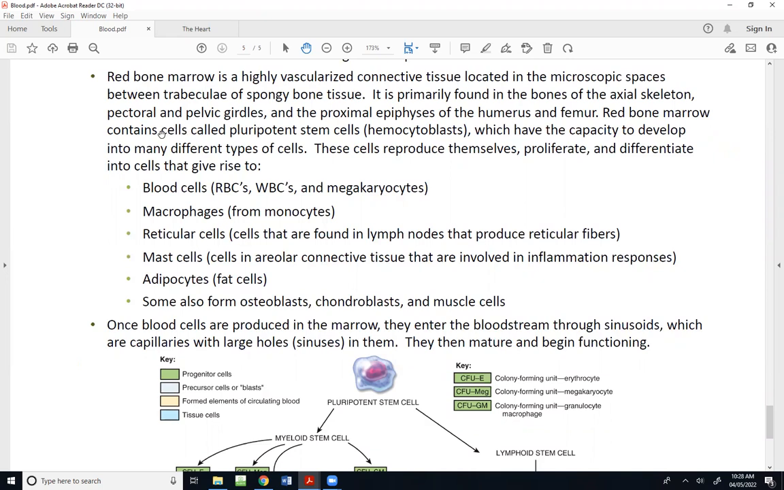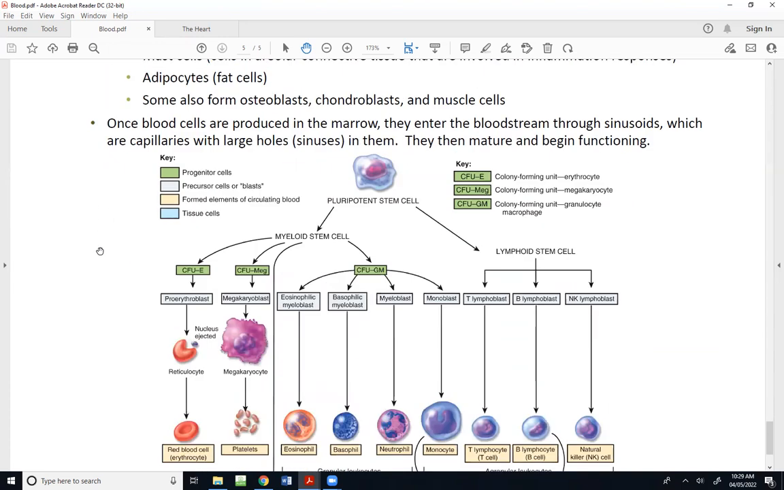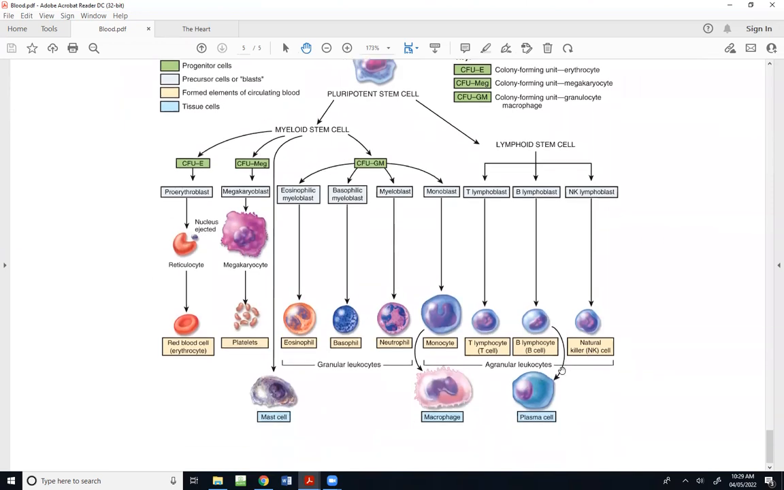Okay. Within our red bone marrow, we find pluripotent stem cells called hemocytoblasts, or as they're just labeled here, pluripotent stem cells. They have the capability or capacity to develop into many different types of cells, and these cells then reproduce, proliferate, and differentiate into the cells that give rise to our different blood cells. And you can see down here at the bottom, all those blood cells are listed.